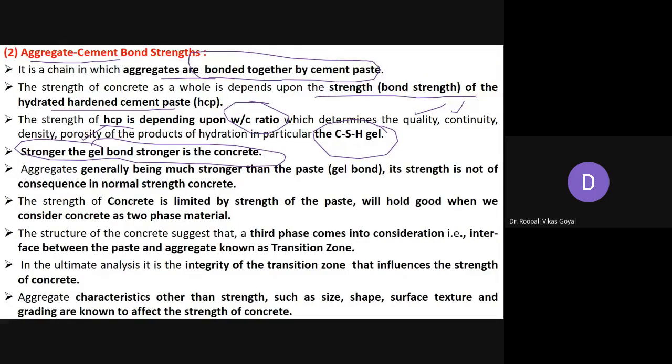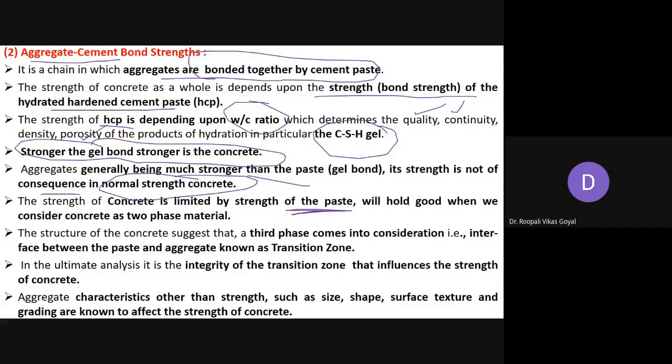Aggregates, if we consider strength wise, are generally stronger than the paste, and their strength is not of that much consequence in normal strength concrete. Okay, it's only that gel which is very important, though these aggregates have more strength as compared to the gel bond. The strength of the concrete is limited by the strength of paste only. So the aggregate's own strength is not that important, but the bond is very important.